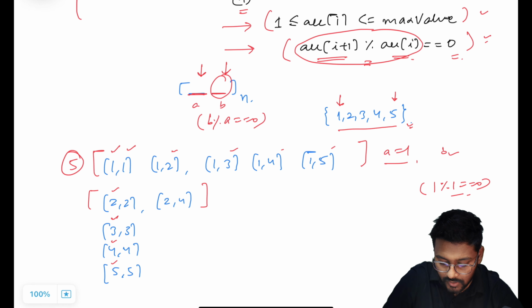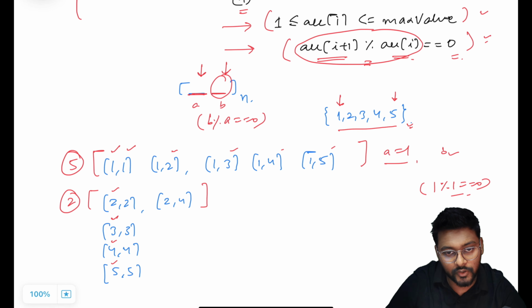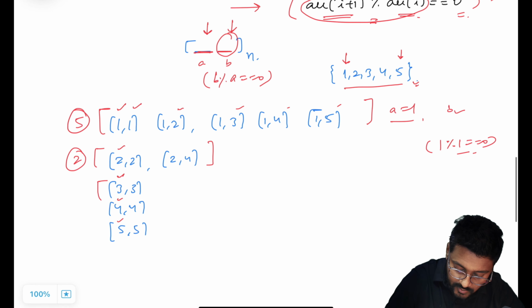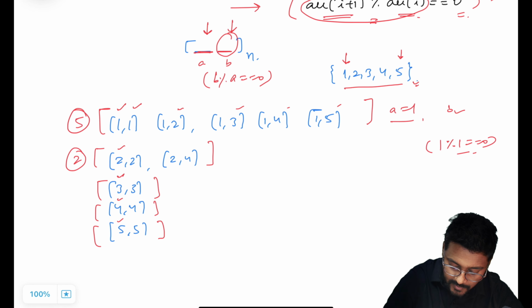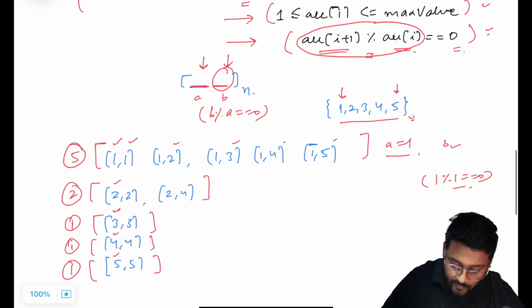Apart from 2 and 4, none of the items is divisible by 2. So if we start with 2, we are going to get 2 ideal subarrays. And what about 3, 4 and 5? There is only one option. None of the items is divisible by these values 3, 4, 5 apart from the number itself. So 1, 1, 1.